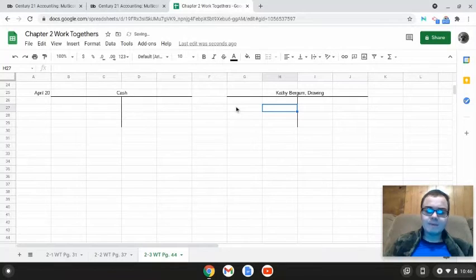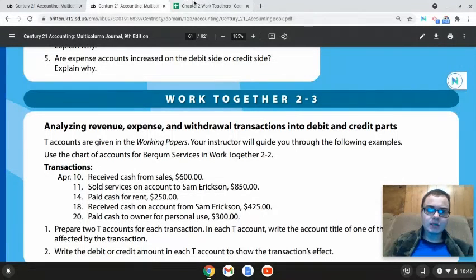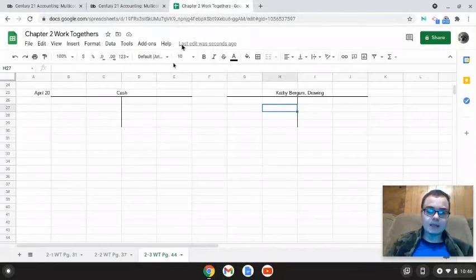All right, now we have to figure out what account gets debited and what account gets credited. The transaction read that we paid cash to the owner for personal use and the amount was $300. Anytime that we are paying cash for something, that means that our cash account is going down or being decreased. So for this transaction, we are going to debit $300 for Kathy Burgum Drawing, which is the owner's drawing account, and then we're going to credit cash for the same amount.